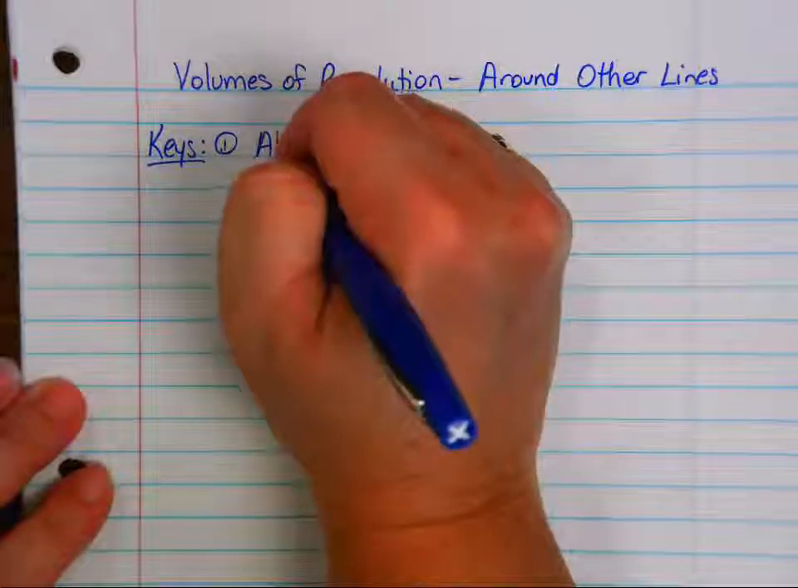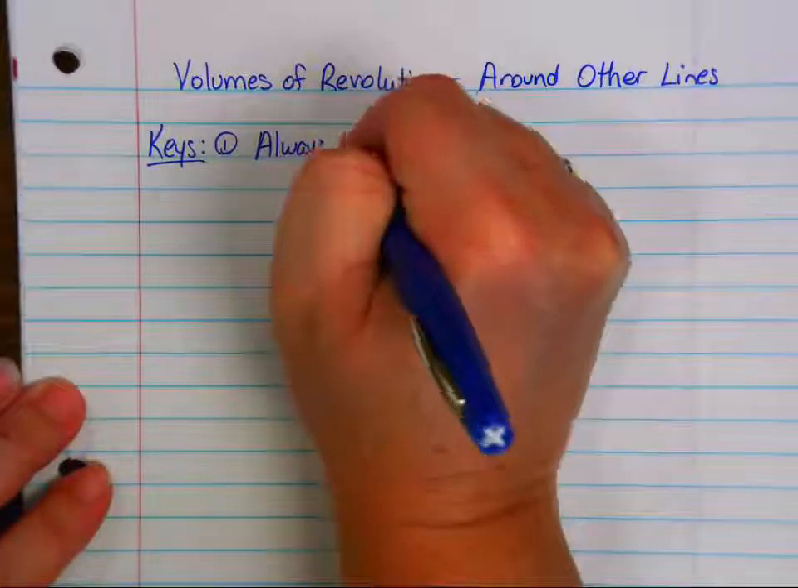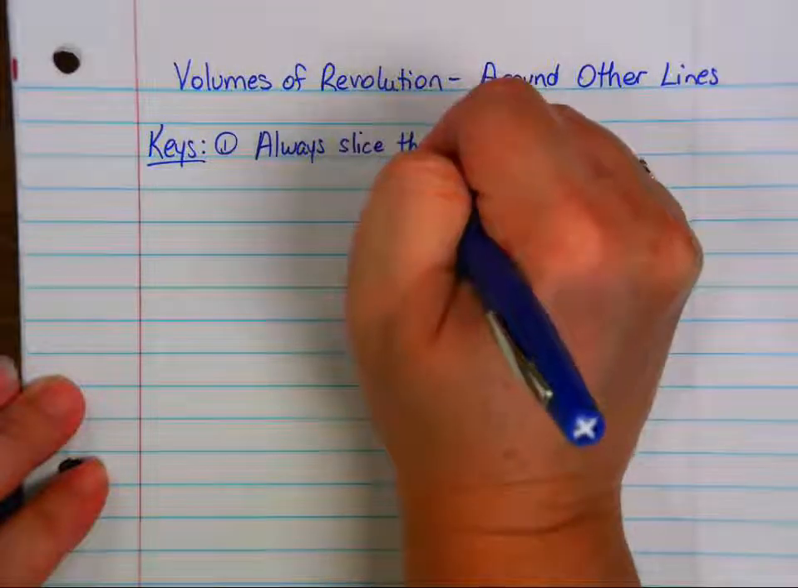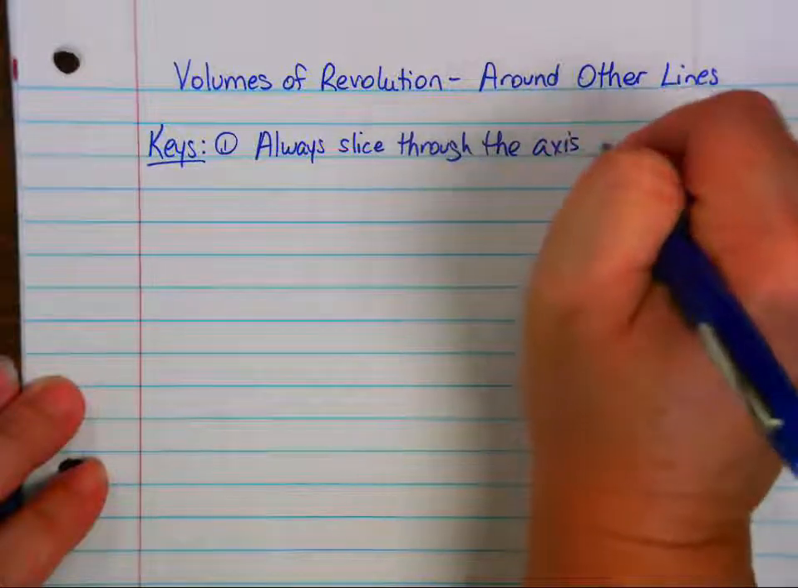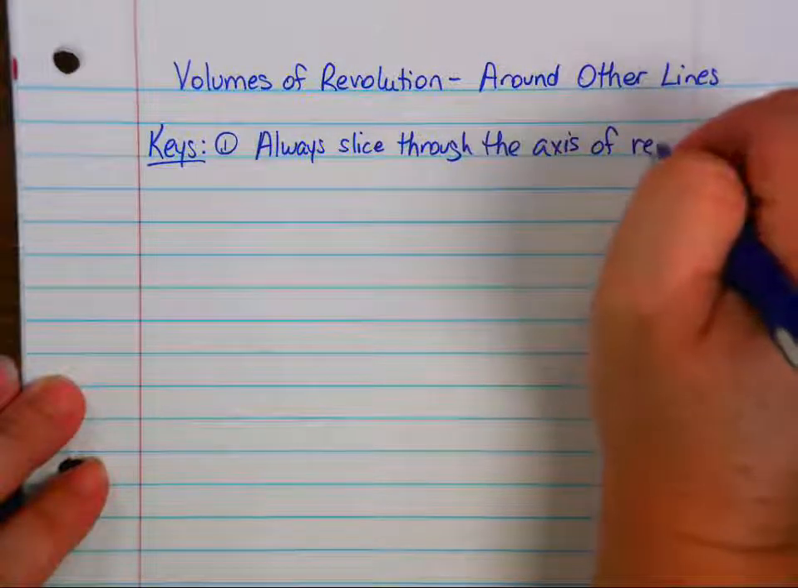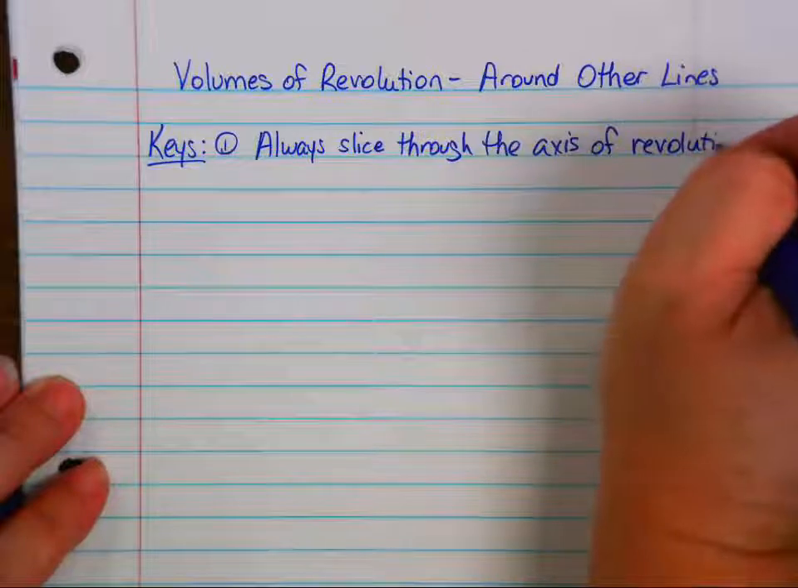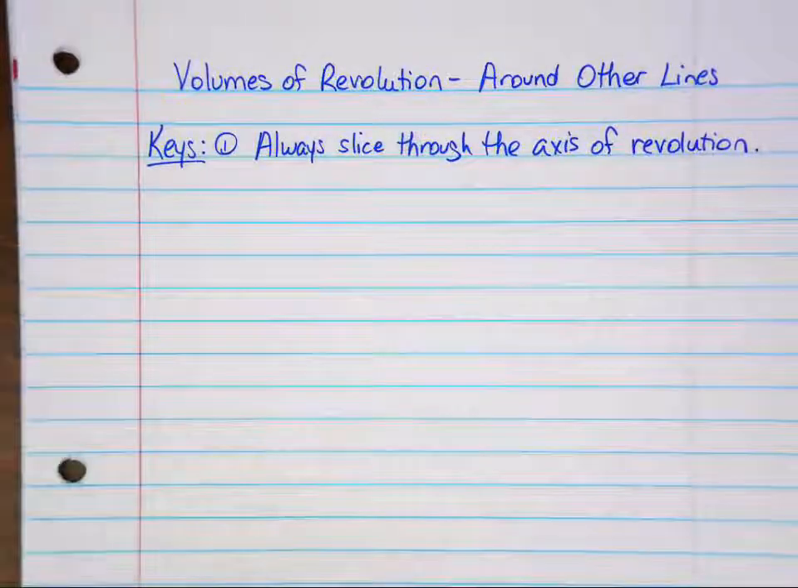Key number one says always slice through the axis of revolution. Whatever line you're revolving around, you slice through that line. So after you draw your picture, you're like, wait a minute, well, which way do I cut it? You always cut it through the line you revolved it around, okay?